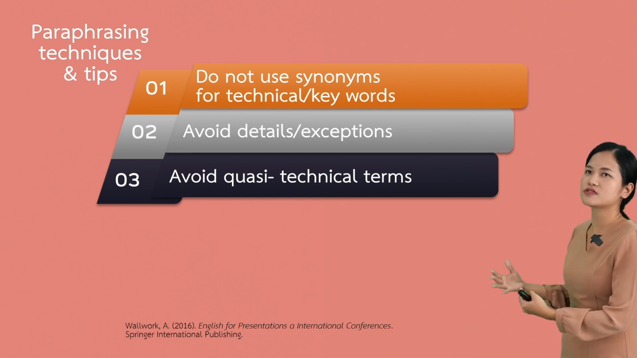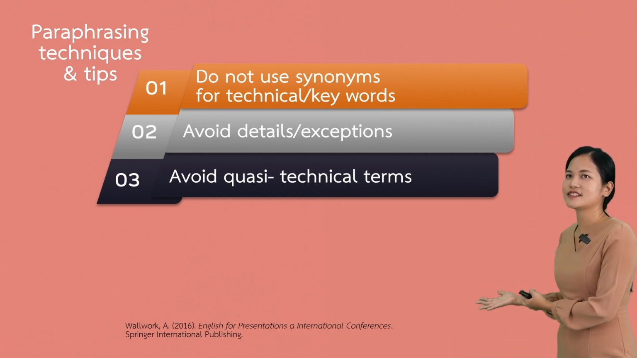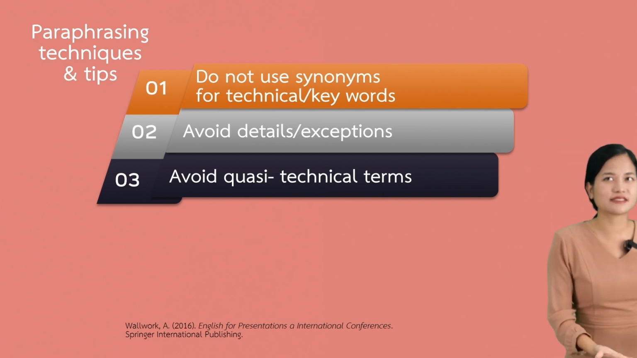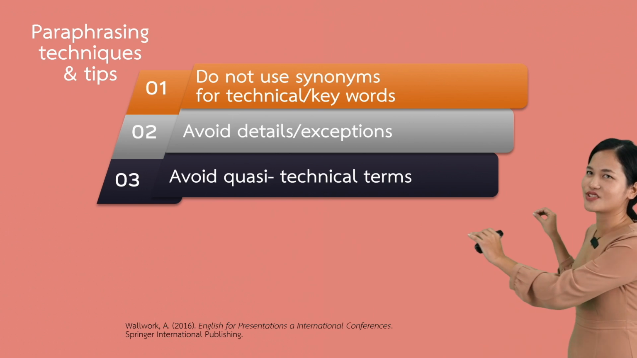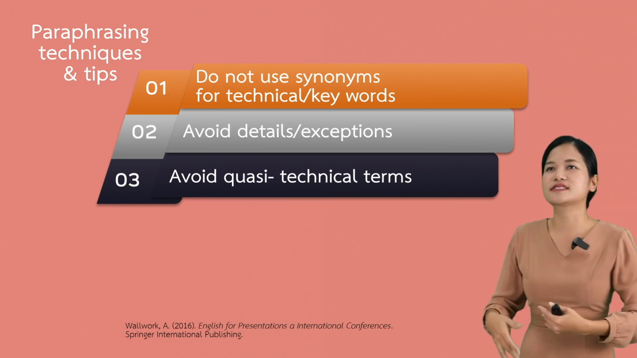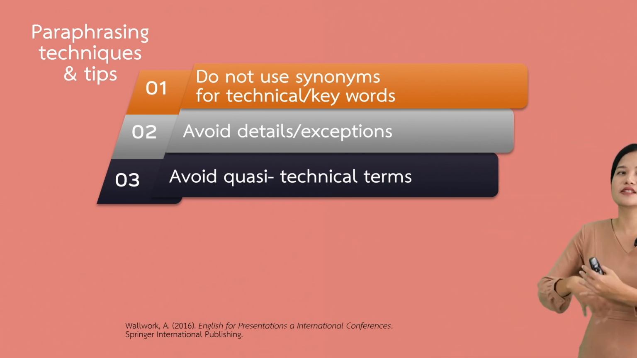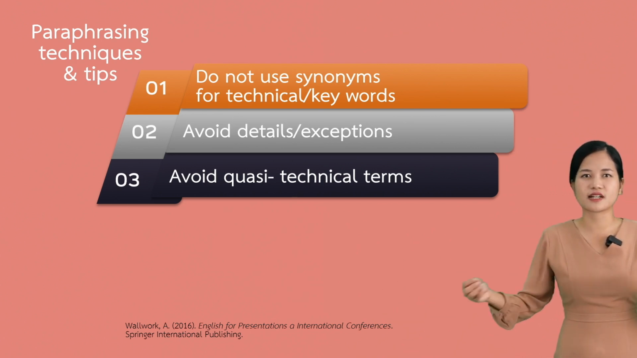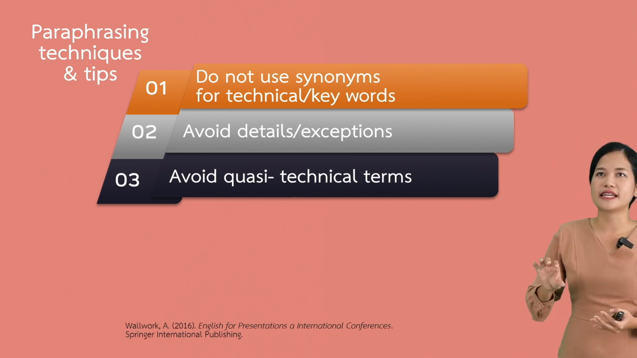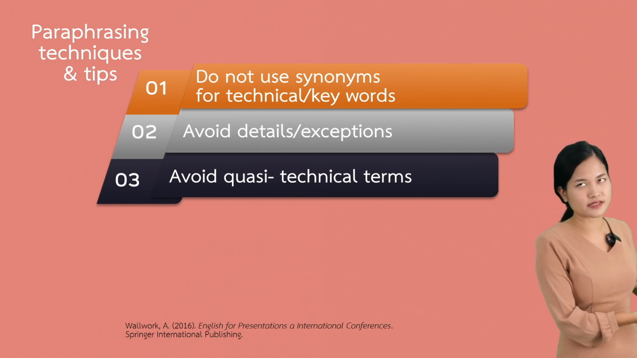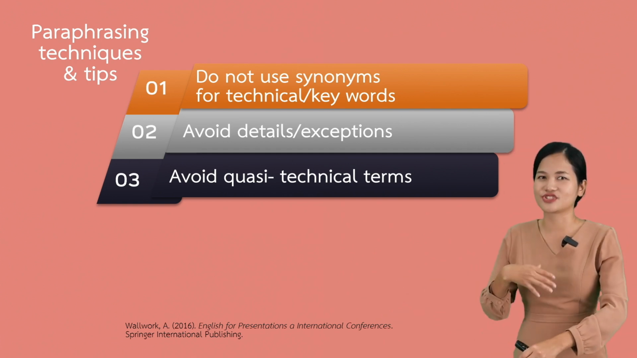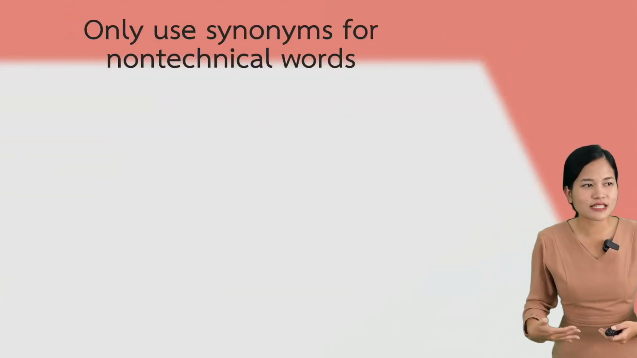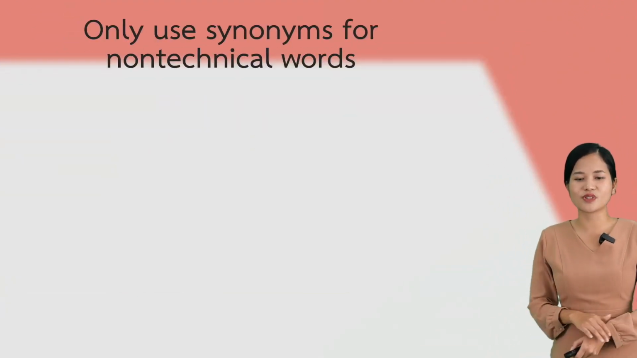Second, avoid details and exceptions. Okay. If there are details that you really need to focus on, just try to keep them there. Don't change them. And then avoid quasi-technical terms, the technical terms that can be related to other disciplines. For example, some technical terms can be related to both engineering and linguistics. So keep them right there. Try not to change them. Try to use synonyms only for non-technical words.